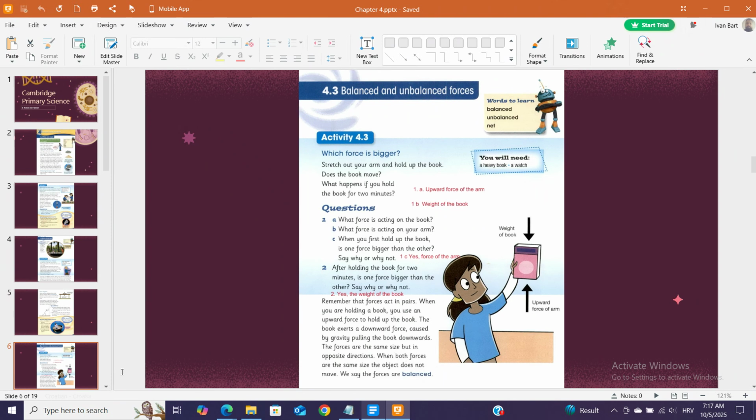2. After holding the book for 2 minutes, is one force bigger than the other? Say why or why not. Answer: Yes, the weight of the book.